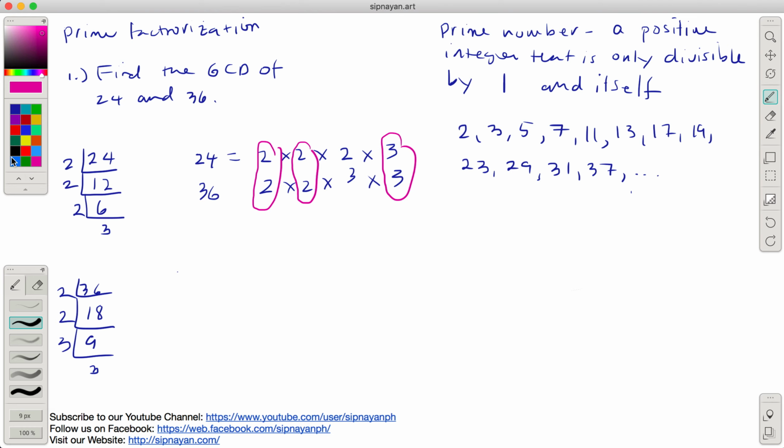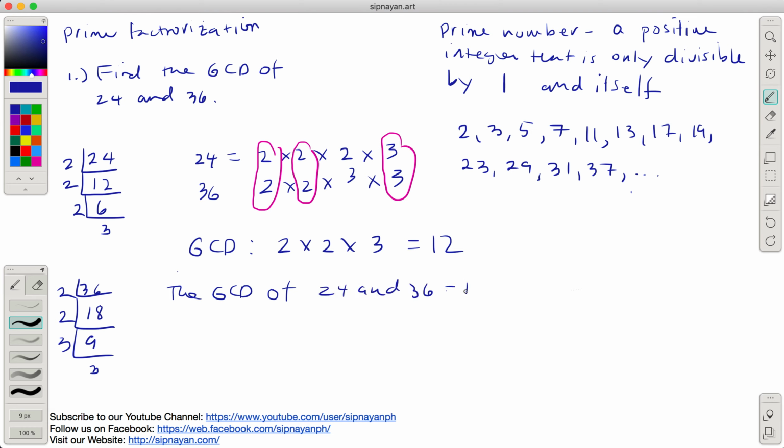So, the GCD is actually the product of the common factors. So, 2 times 2 times 3, which is equal to 12. Okay, so the GCD of 36 and 24 is equal to 12.